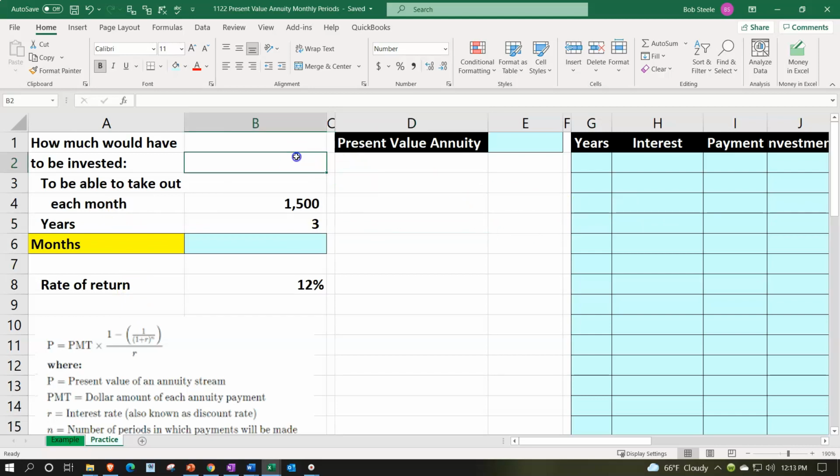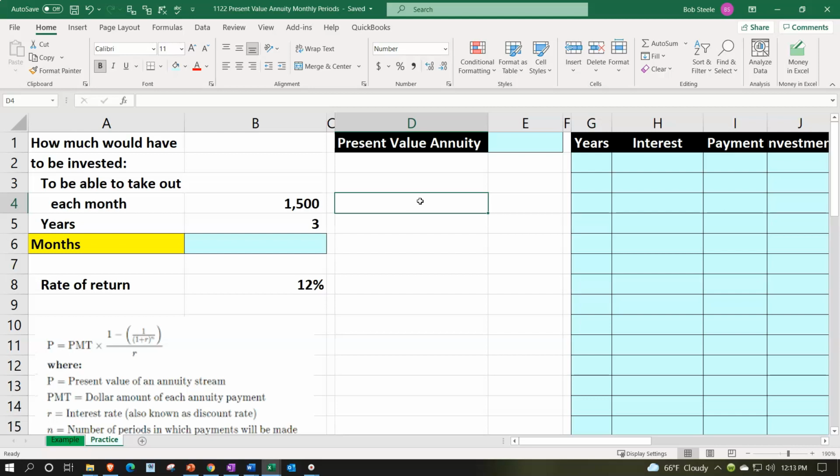The information says how much would we have to invest to be able to take out $1,500 each month for 3 years. So for 3 years, we would like to take out $1,500 monthly. The rate of return is going to be 12%. Now, note what we're looking for is a lump sum that's going to be generating interest while it's in there, but then we're going to be pulling out $1,500 from it.